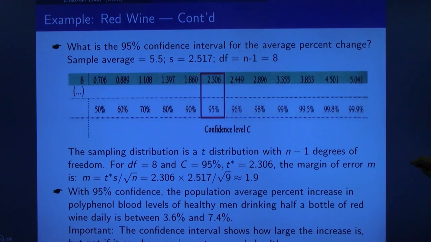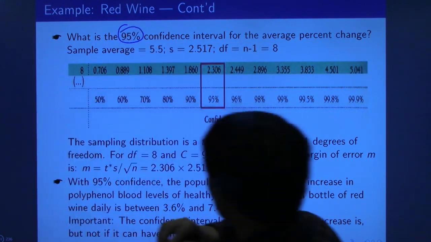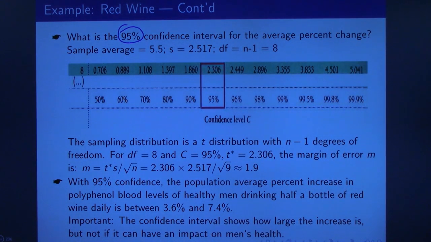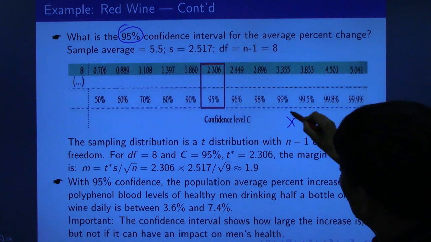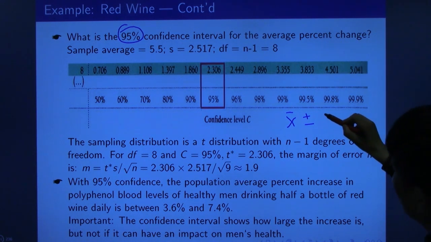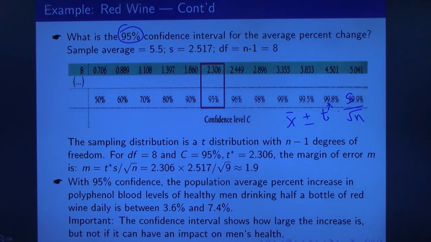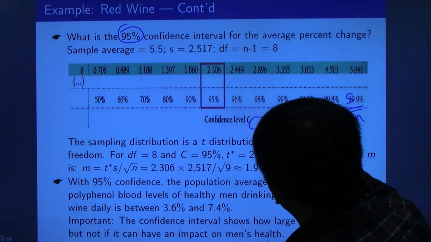Okay, so now the question is, what is the 95% confidence interval for the average percent change? We are given a sample of size 9. All those numbers are the percentage increase. What we are looking for is the 95% confidence interval for the average percent change. We know the confidence interval equals x bar plus minus the standard error of the mean, which is t star times s divided by the square root of n. This is the confidence interval.